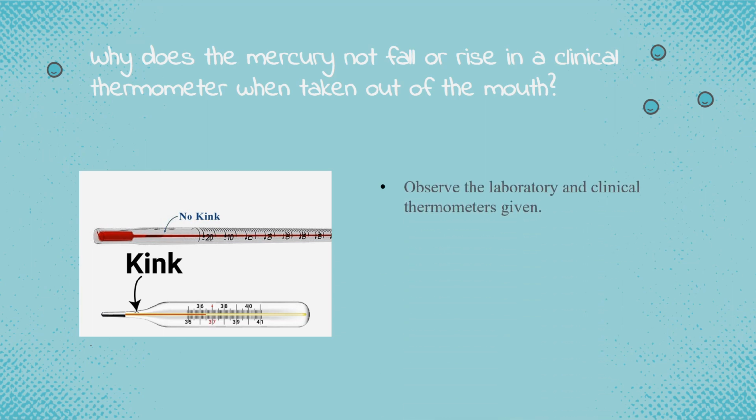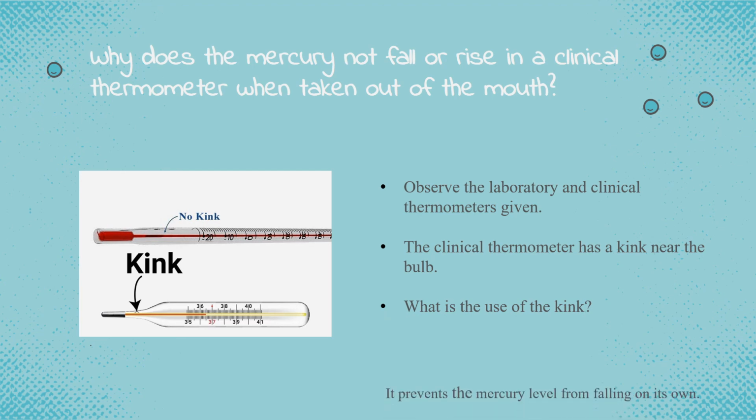Observe the laboratory and the clinical thermometers given on your left side of the screen. The clinical thermometer has a kink near the bulb, but the laboratory one does not have a kink. So the clinical one is the one on the bottom, and the laboratory one is the one on the top. As you can see, there's a little kink in the bottom one, but there's no kink in the top one. So what is the use of the kink?